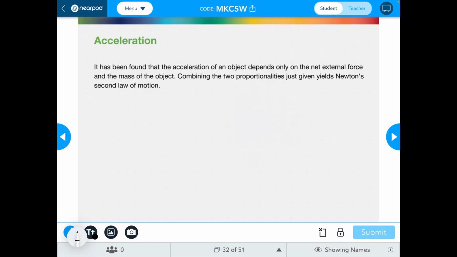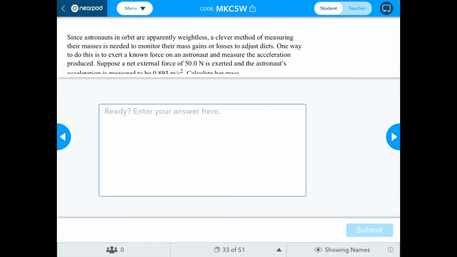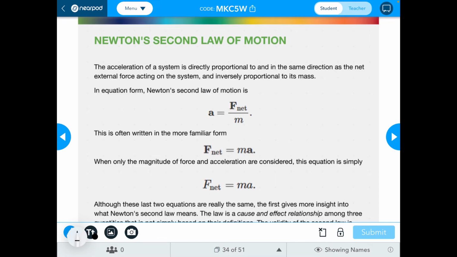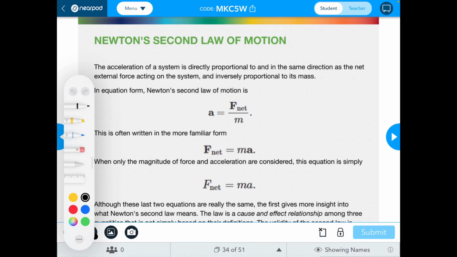So it has been found that the acceleration of an object depends only on the net external force and mass of the object. Combining the two proportionalities that we just saw earlier finally gives us Newton's second law of motion. And I'm going to skip this problem to get there. I don't know why they threw in another problem to help guide us on it, but here it is. Fine. Newton's second law of motion.